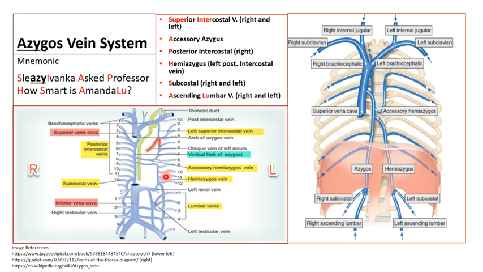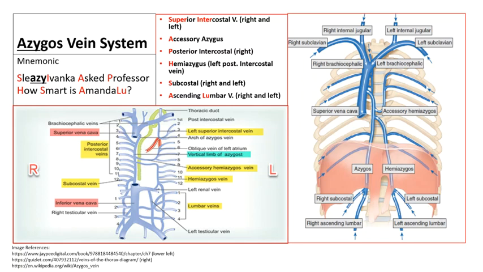And on the left-hand side you'll see two separate veins, which are the accessory hemiazygous vein and then the hemiazygous vein. The hemiazygous vein carries blood from the lumbar veins, and the accessory hemiazygous vein carries blood from the left superior intercostal vein. And then both hemiazygous and accessory hemiazygous drain into the azygous vein to become the azygous system, which further drains into the superior vena cava.